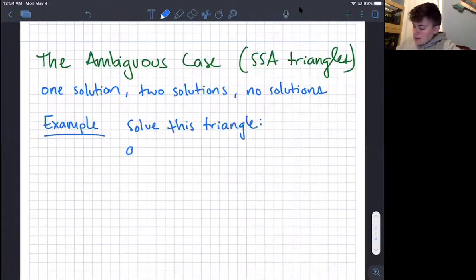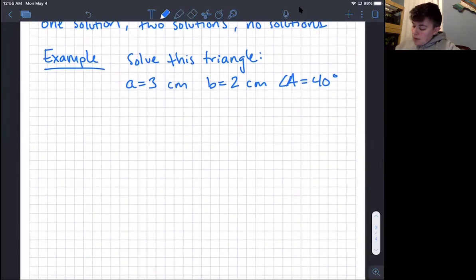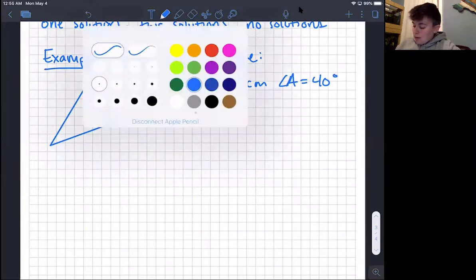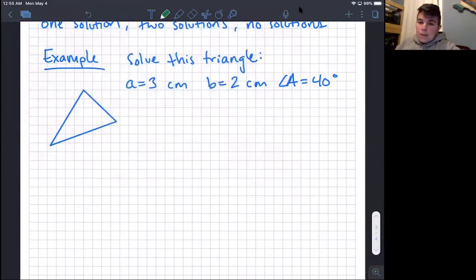Let's say side A equals 3 centimeters, side B equals 2 centimeters, and angle A equals 40 degrees. Let's go ahead and sketch our triangle. Remember, it does not have to be drawn anywhere close to scale, I just want to visualize. So here's A, that's 40 degrees. Side A over here is 3. Let's make this angle B, which means that's going to be side B down there. Let's make that C, which means it's going to be side C over there.